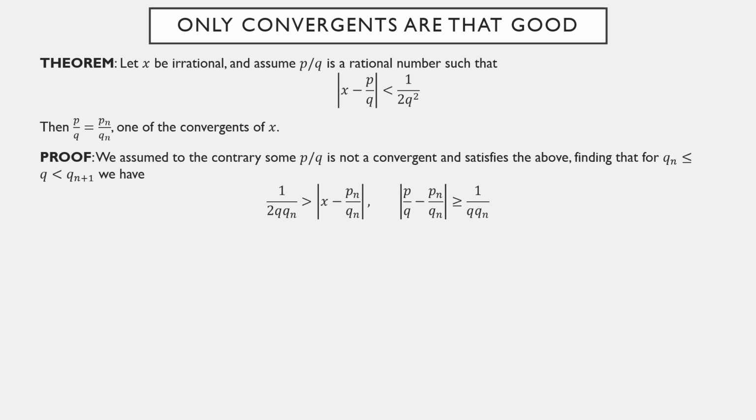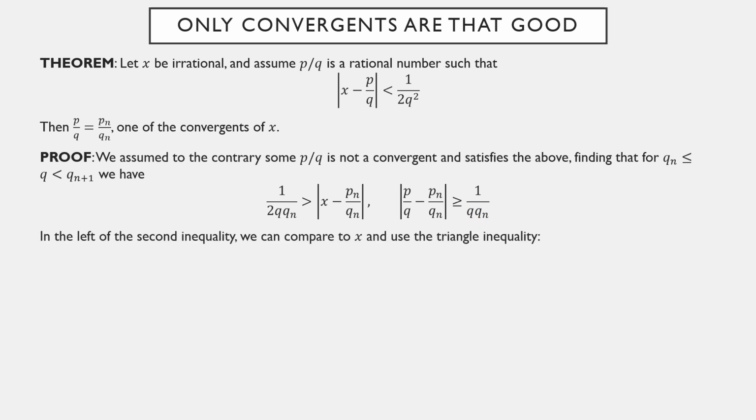So under the assumption that p over q satisfies our theorem, isn't a convergent, and we picked n to be the index of the convergent so that the denominator qn is less than or equal to q, which is strictly less than qn+1, we've got two separate inequalities we've established. First, the distance of x to this convergent is less than 1 over 2q qn, but the distance of p over q to that convergent is bigger than or equal to 1 over q qn.